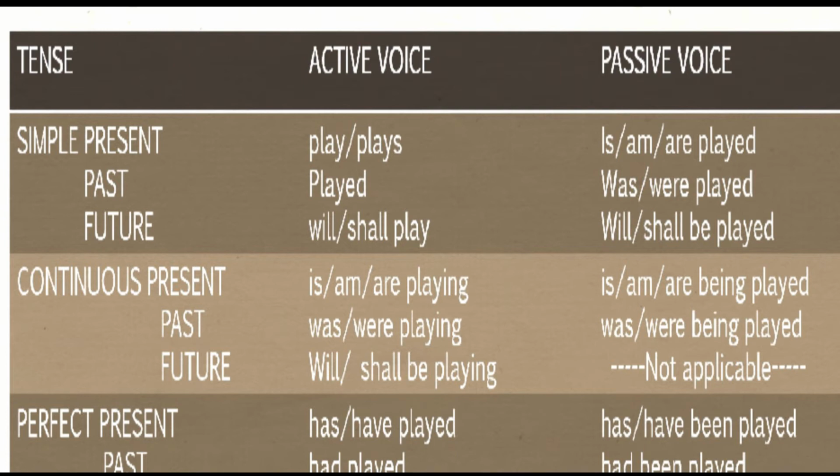In the future simple tense, in the active voice, we have the structure will or shall play. And in the passive voice, when we change it, again there will be the use of the verb be and then the past participle of the main verb. So it will be will be played, shall be played.